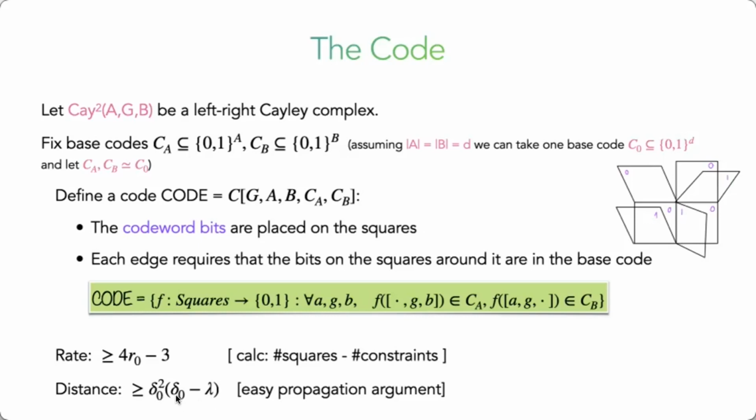Wait, sorry, what is delta 0 here? Delta naught and R naught are the parameters of the base codes, CA and CB. Okay. But, yeah, I didn't write it, sorry. I'm just thinking that these codes have distance at least delta naught and rate at least R naught. And notice that for this to be positive, you need R naught to be at least 3/4, so a bit large.